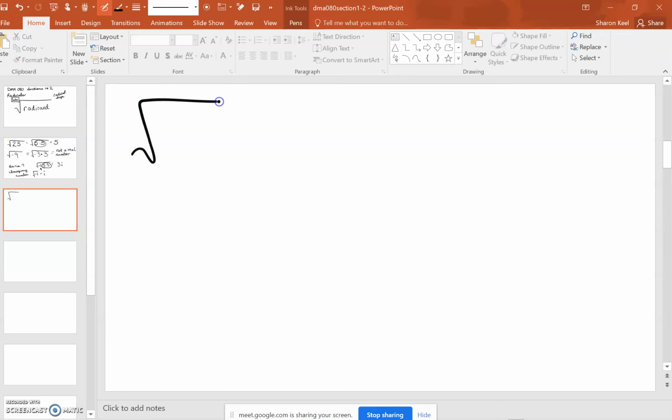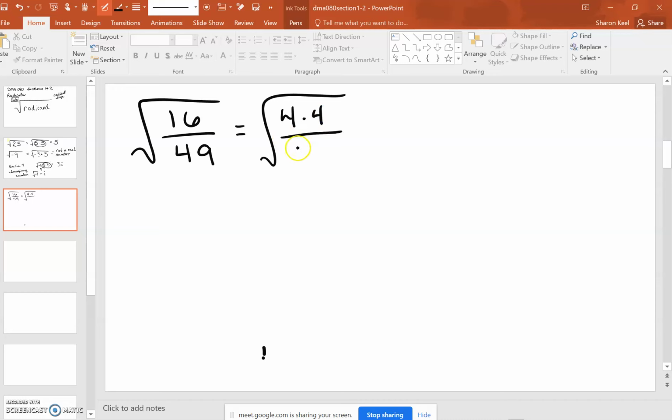If I'm trying to find the square root of 16 over 49. Now, right now, I'm writing these out longhand. I'm going to show you how you can do this on the calculator as well. 16 is 4 times 4. 49 is 7 times 7. If I have a pair of 4's, the 4 comes out. I have a pair of 7's, the 7 comes out.